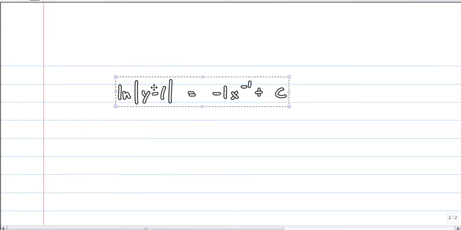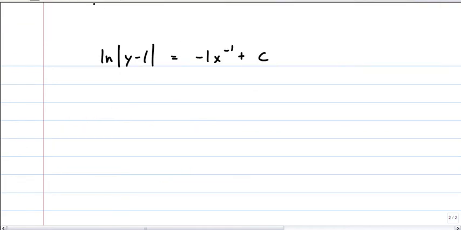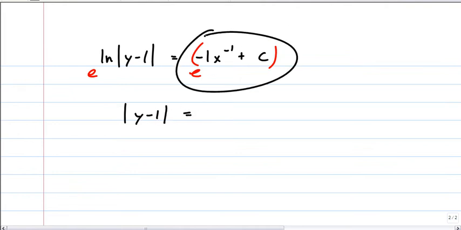Paste. Okay, we're going to exponentiate both sides. Right, you're going to get rid of the natural log function. So you get absolute value of y minus 1 equals, now split this up. You have to use properties of exponents: x to the a plus b is x to the a times x to the b. We'll talk about why we want to do that.